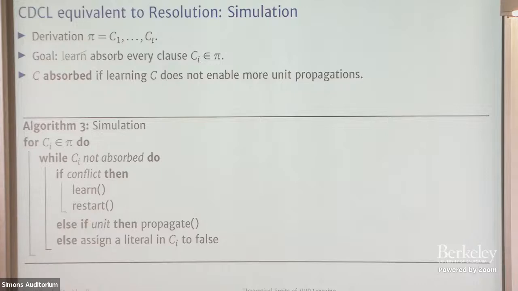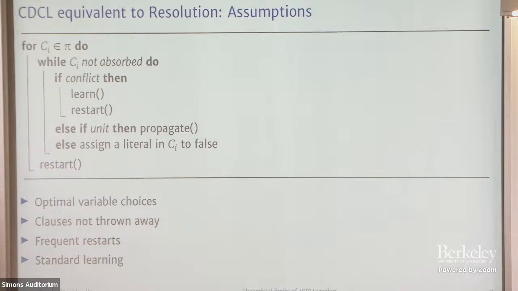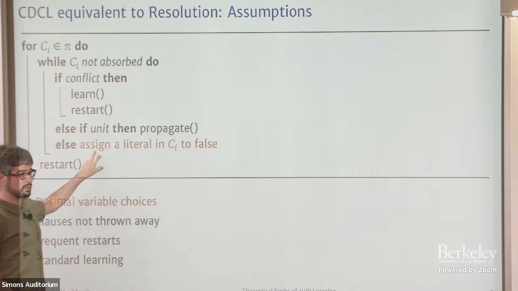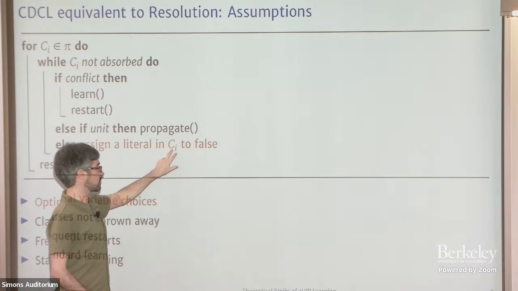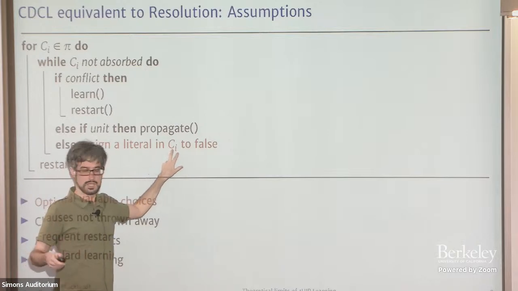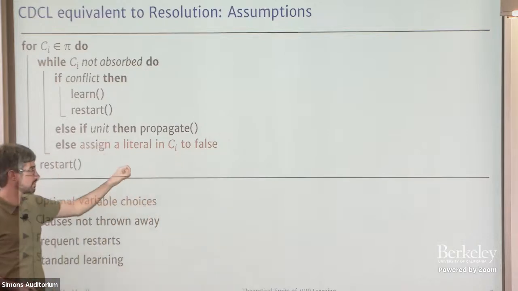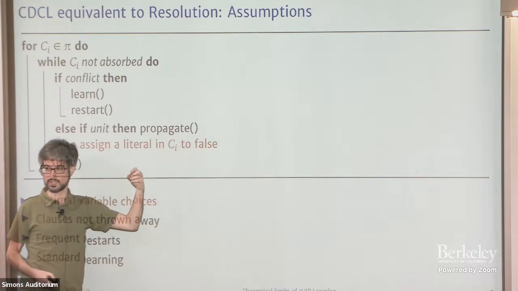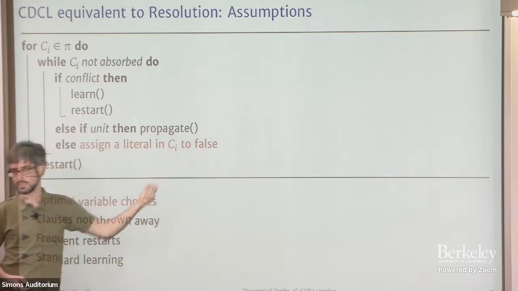Now, we were talking about the model. Which assumptions do we need to make for this algorithm to work? Well, they are the following. First, we need to assume that the solver is making optimal choices. Every time we have to branch, we pick one of the literals from the clause we want to learn and set it to false. So here we really need to know which proof we are trying to reproduce, and we need to make these choices.